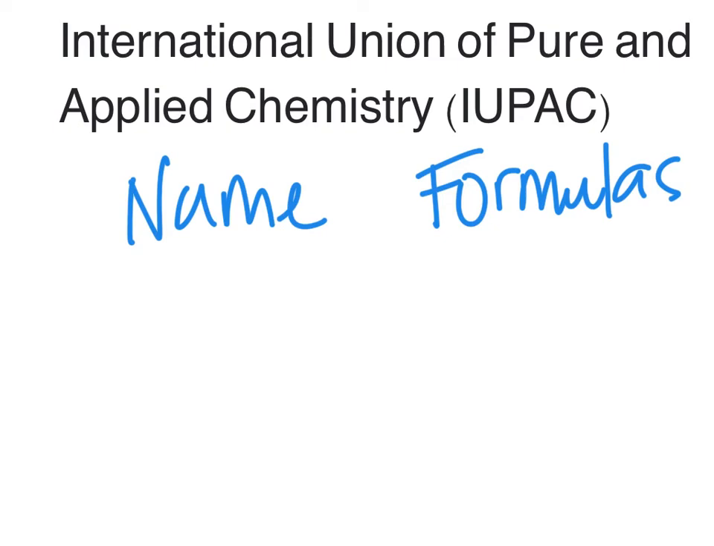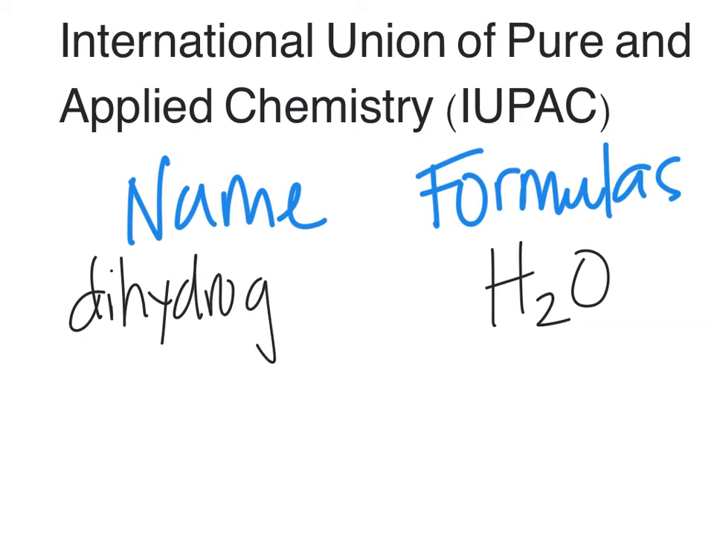Actually, I'll start with the formula. So H2O is a chemical formula that we're all very familiar with, and we know it as water, but water is a common name. It is not actually the IUPAC name for this molecule. The IUPAC name for this water molecule is dihydrogen monoxide. And we'll get to why it's called that in a few minutes.